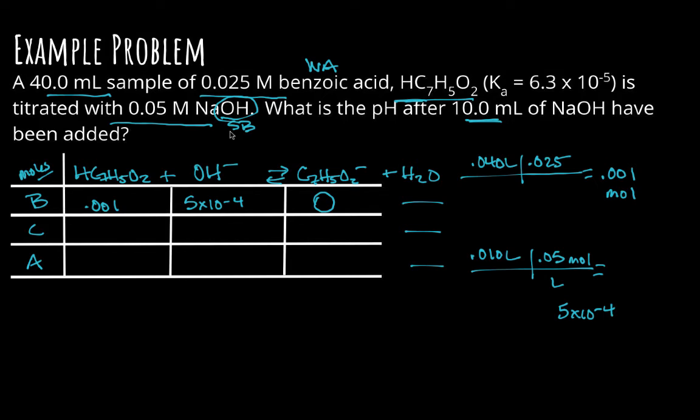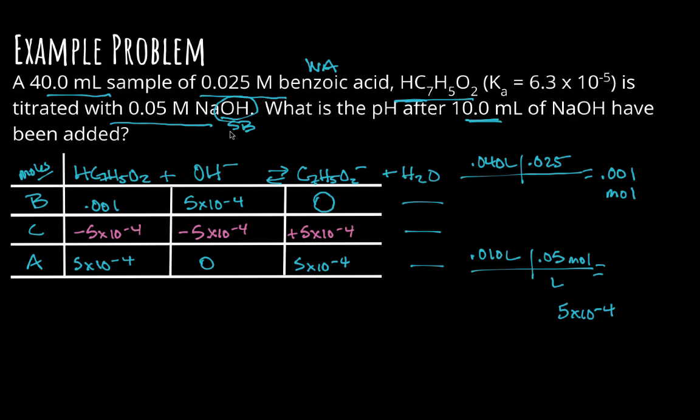Okay, then just like my others, I'm going to subtract the one that's smaller from the left, add it to the right, so when I subtract that, I get 5 times 10 to the negative fourth. All of the OH minus gets used up. 5 times 10 to the negative fourth over on this side.